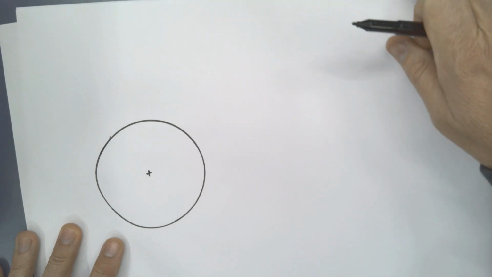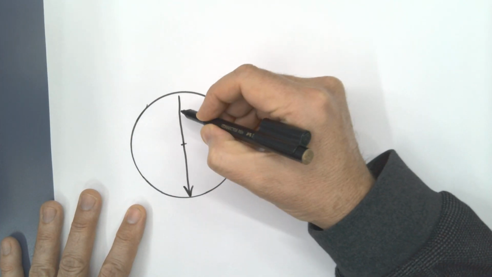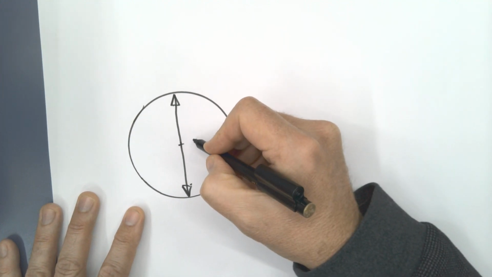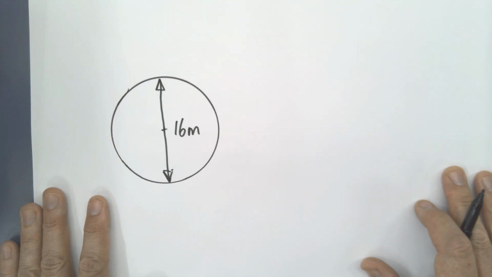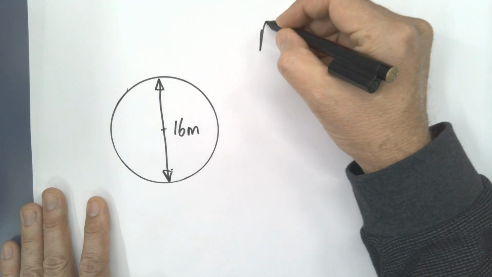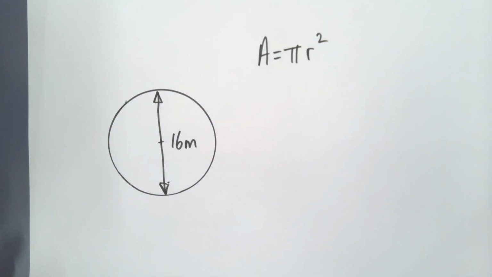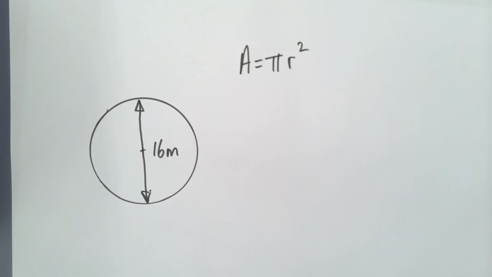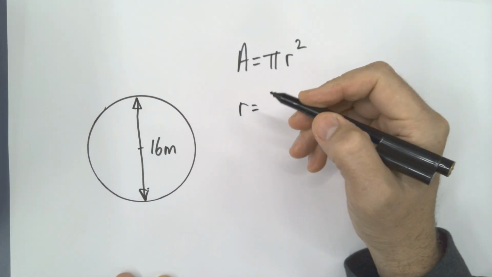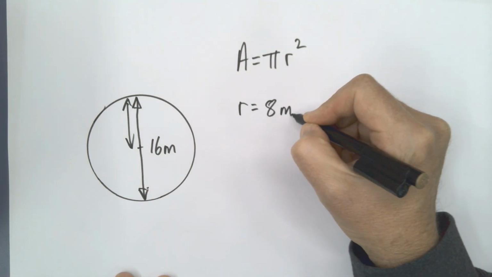Alright, so we've got a circle, and let's say in this one we've got the diameter, so let's say that's 16 meters. The formula has nothing to do with diameter. You must always have the radius. That is essential. Whenever you are doing anything with a circle in this test, you've got to have the radius. So in this case, the radius is just that distance there, so it's half of 16, which is 8 meters.